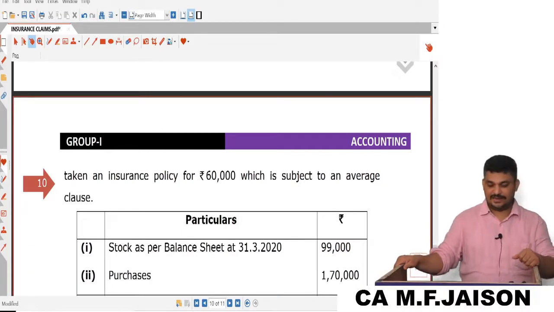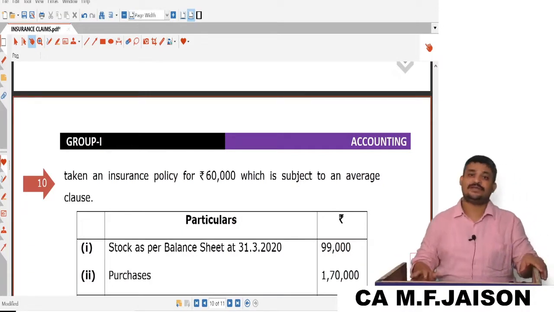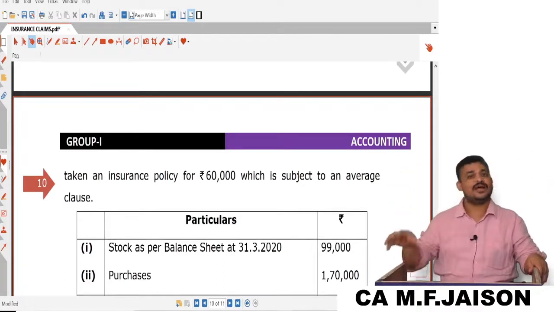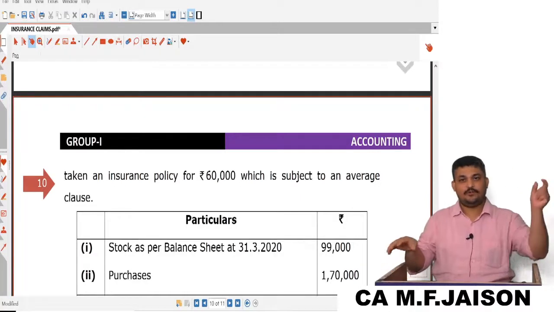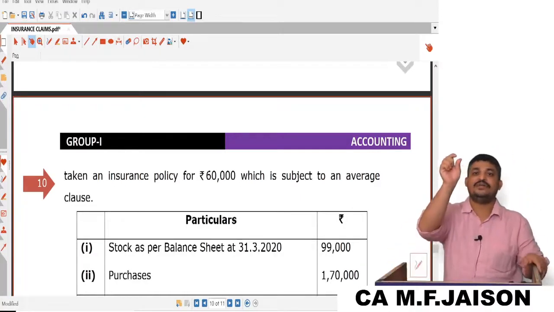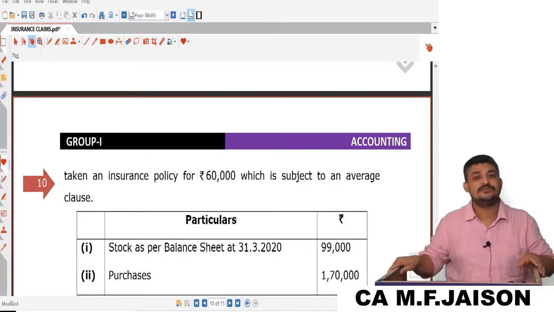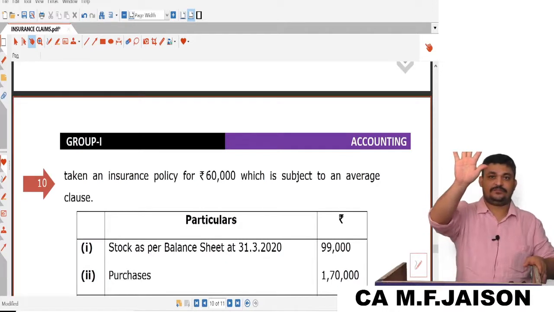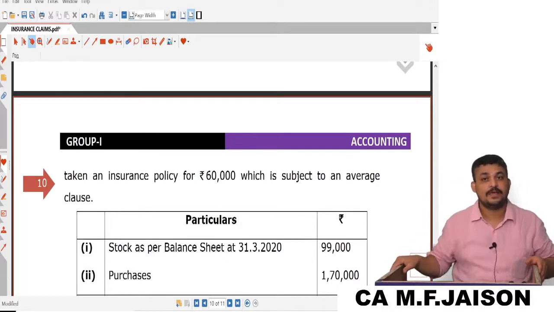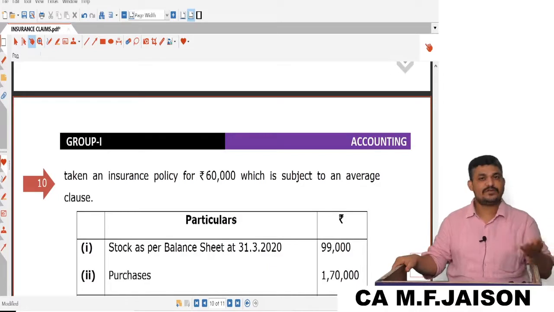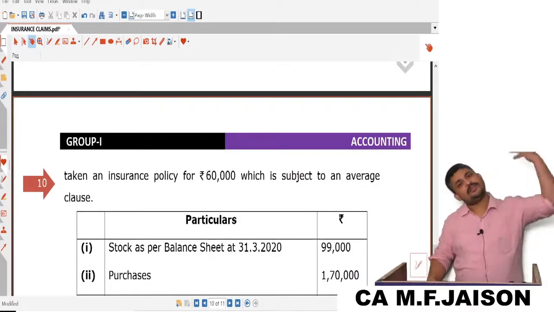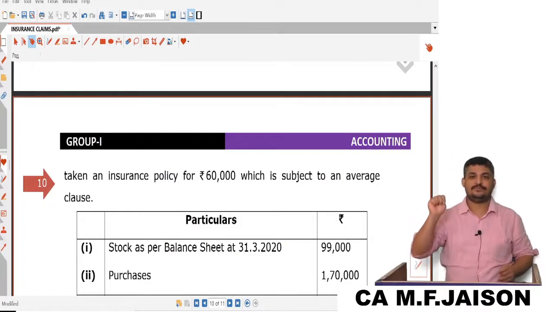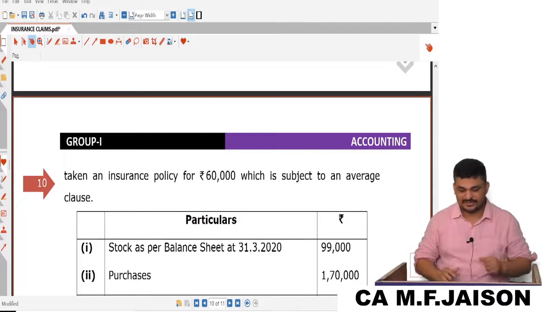Because we are going to prepare only a memorandum trading account, in it you have to have two columns, abnormal goods column and normal goods column. In the opening stock, in the normal goods column you will write 95,000, abnormal goods 4,000. That is how you should be writing. Original cost is 5,000, but reduced value is 4,000, and the reduction happened in the previous year itself. Thereby in the opening stock I should write 4,000 only. Understood?